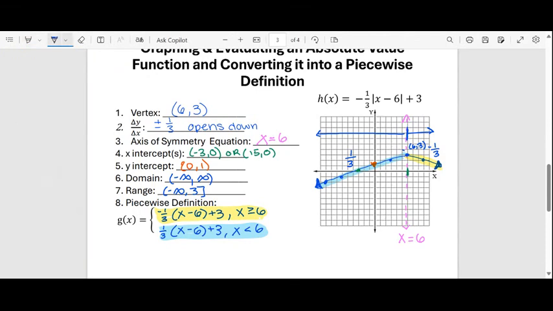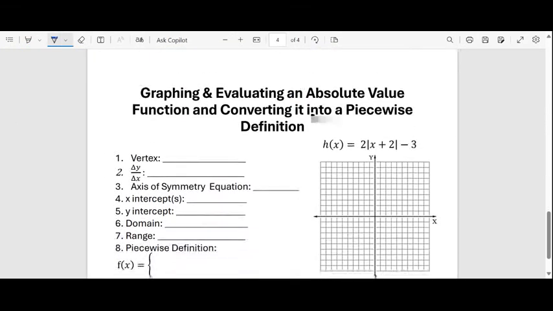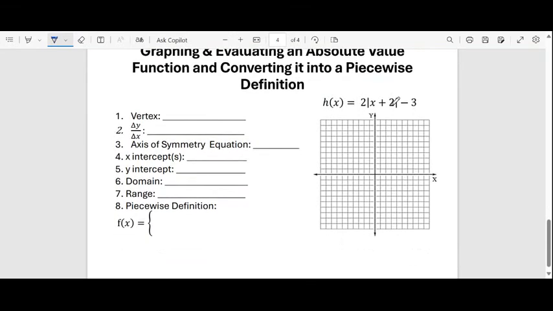Okay, one more problem. Let's do it. This problem, the vertex is going to be the opposite of positive 2, which is negative 2, and then we're going to keep the negative 3 the same. Our 2 delta y over delta x's are going to come from here. It's not a fraction, so we just put it over 1. It's going to be positive and negative 2 over 1.